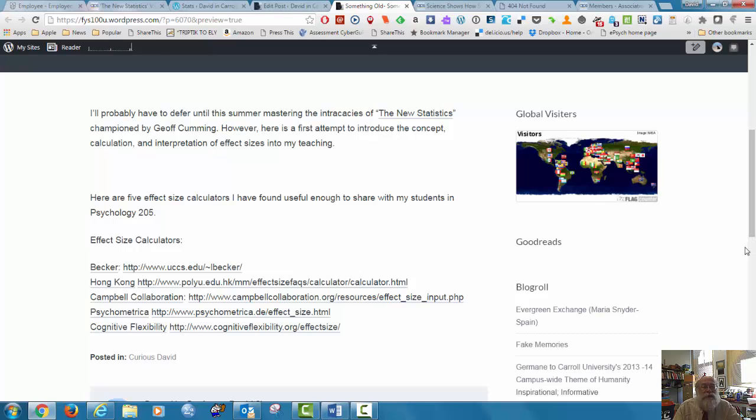Here are 5 effect size calculators I found useful enough to share with my students in Psychology 205. The one I'm primarily going to focus on is this one that says Hong Kong, which was developed by Paul Ellis, who has written a wonderful series of books, one that deals with effect size frequently asked questions, and another that deals with power and how to calculate power. I strongly urge any follower of this blog to get a copy of each. He's playful, he really knows what he's talking about. Let's take a look.